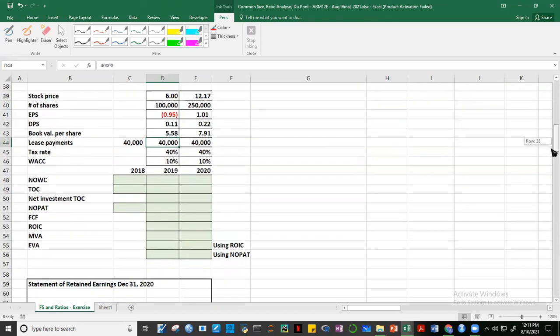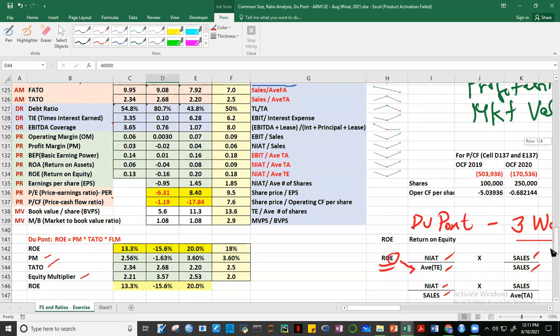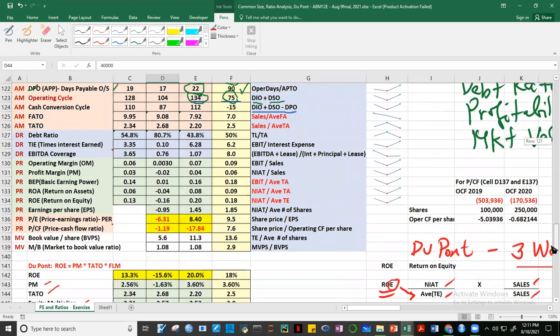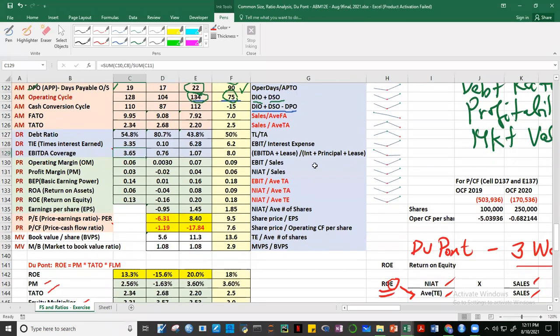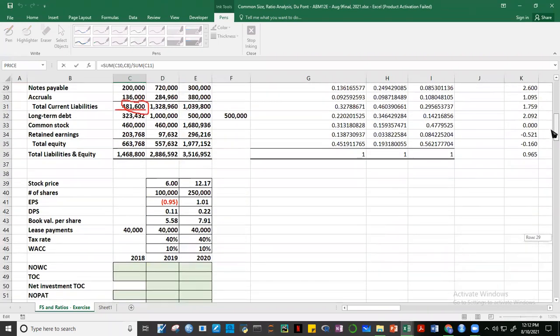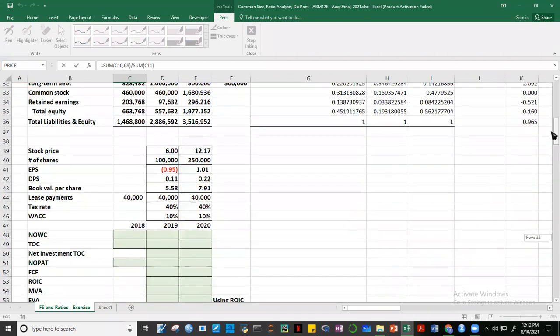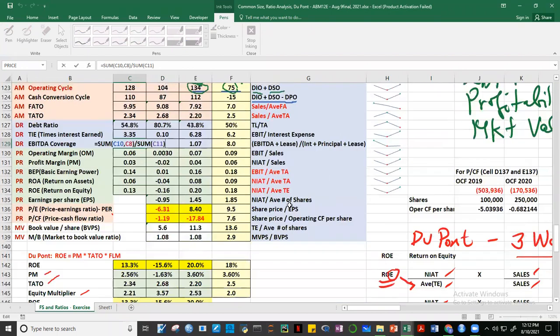So, guys, my apologies. Mababago tong formula natin. Since there are lease payments, I'm sorry, I didn't see this. So our EBITDA coverage will be the sum of C10, C8, and then we add C44. The formula stays the same, we just add C44 here. So we will also have to add C44 here.